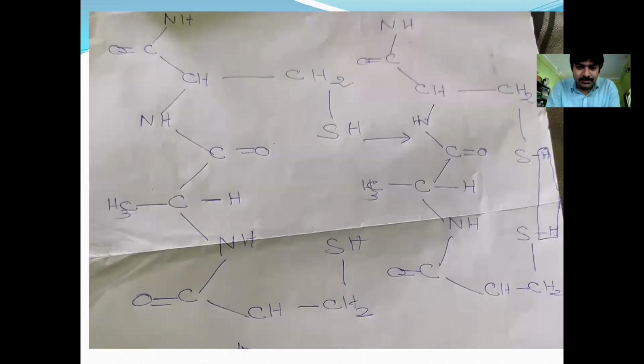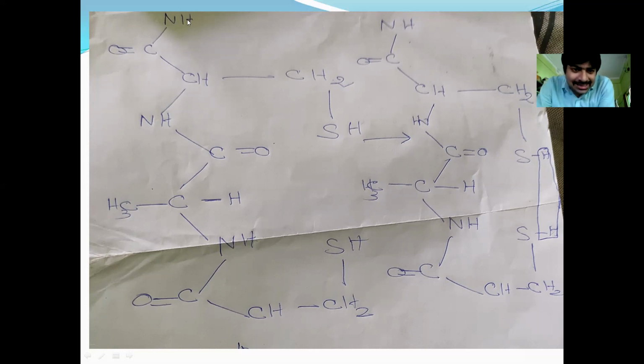So let us take an example. Just see, NHCO, this is the peptide linkage, and the side chain of the peptide. At the side chain of the peptide, what is present? CH2SH. Similarly, another peptide, NHCO, and at the side chain of the peptide, what is present? CH2SH.